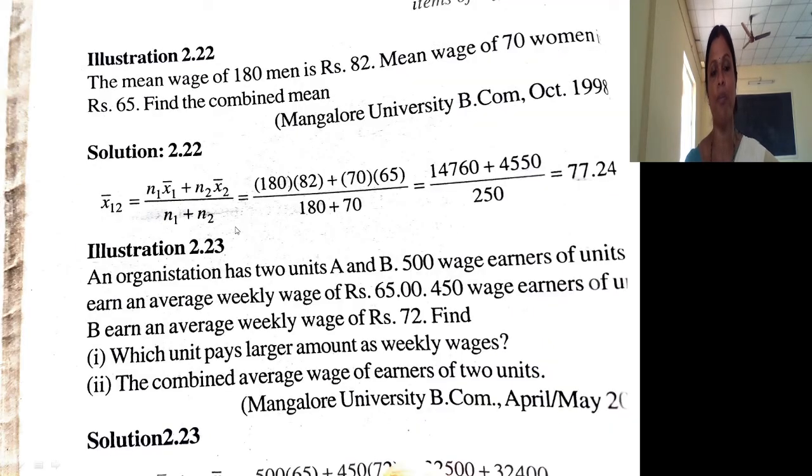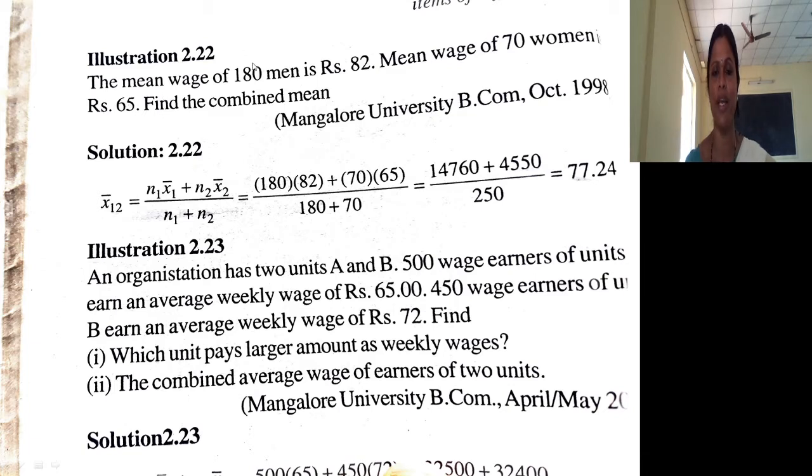So let me take a problem on combined arithmetic mean. The mean wage of 180 men is rupees 82. Mean wage of 70 women is rupees 65. There are 180 men in one group. There are 70 women in another group. There are two groups here. Average wage of men is 82. Average wage of 70 women workers is 65. So what is the combined arithmetic mean?